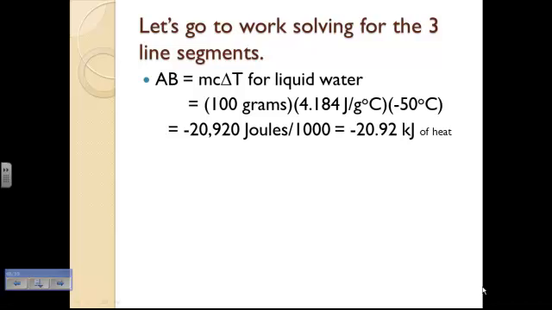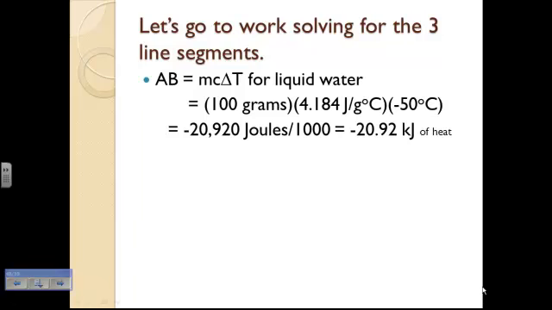If grams cancels and Celsius cancels, we're left with the unit joules. But I know when we add them together, we're going to convert to kJ, so I'll just do that right now. My 20,920 joules divide by 1,000. I'm going to put my answer down as negative 20.92 kJ of heat. That's the amount of heat being lost by the system to move us from point A to point B.